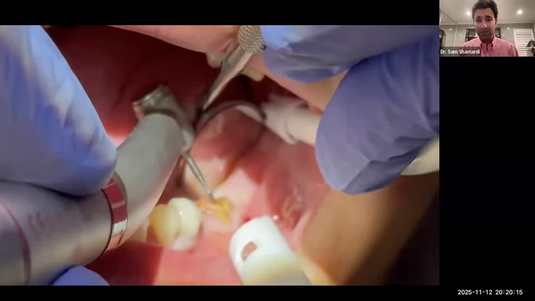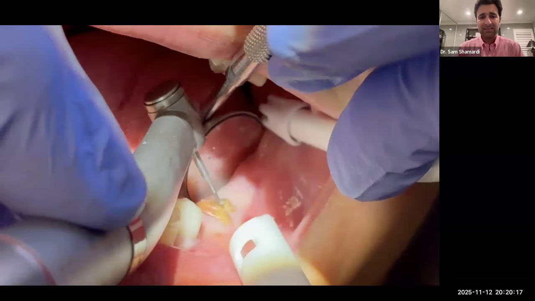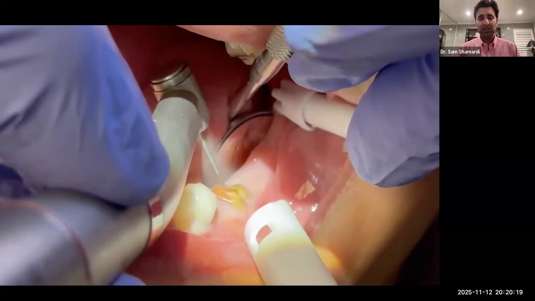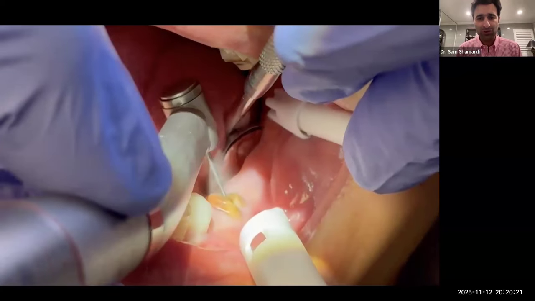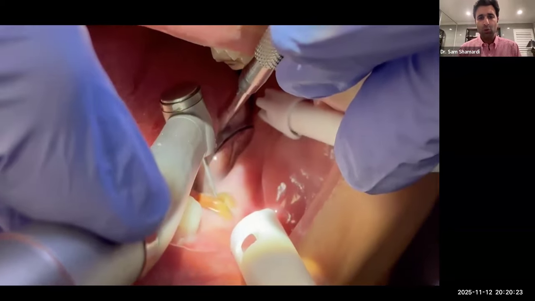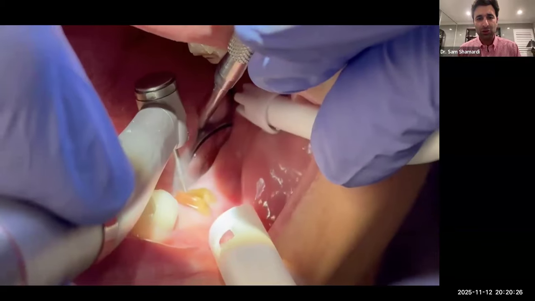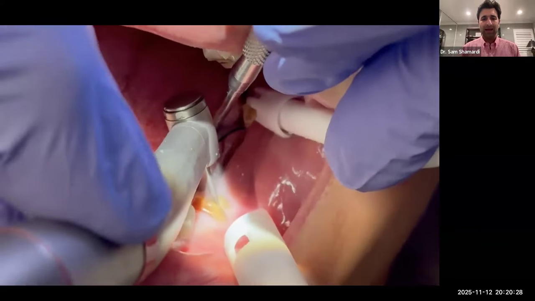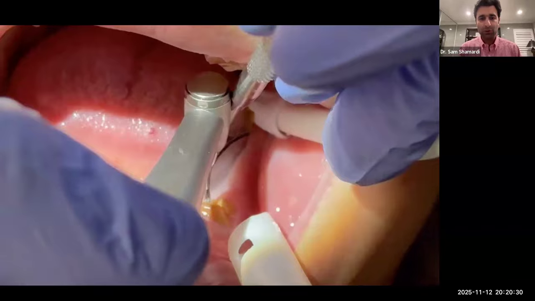We have our electric handpiece. Because this is natural tooth structure, we're using a surgical length carbide, which in this case is a 557. We're dividing this molar into its mesial and its distal roots. So that is going to be our sectioning that's going to occur.